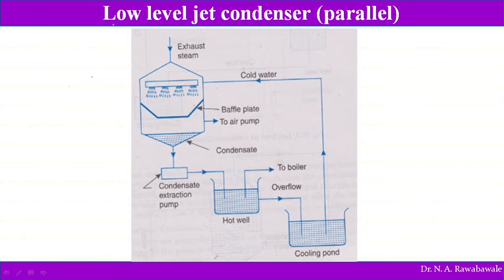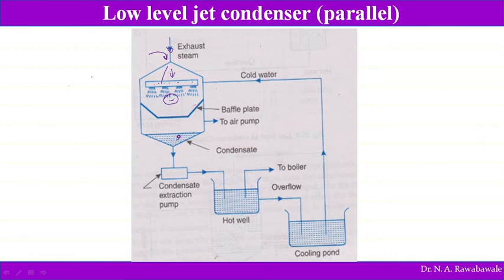So this is the first condenser, low level jet condenser, parallel flow type. Here is the condenser shell. In this condenser shell, exhaust steam from a turbine or steam engine is passed into the condenser. When this steam enters the condenser, cold water is sprayed with the help of a spray mechanism. This water and steam get mixed, and the steam gets condensed and is collected at the bottom. So this is the condensate which is collected.